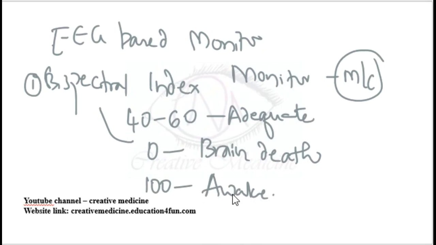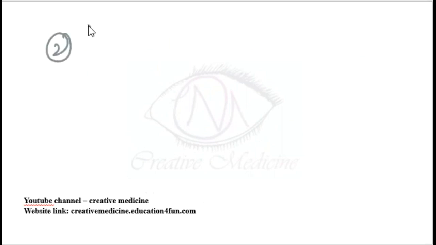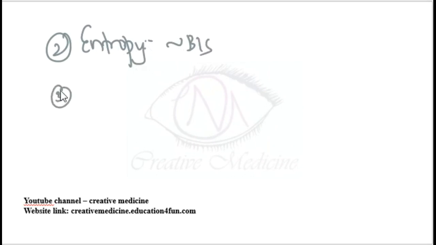The second EEG based monitor is entropy. Entropy is similar to the bispectral index monitor. The third EEG based monitor is patient safety index. The fourth EEG based monitor is narcotrend.